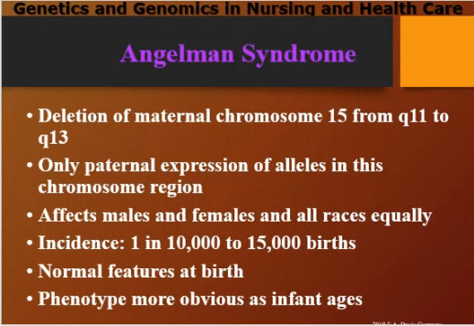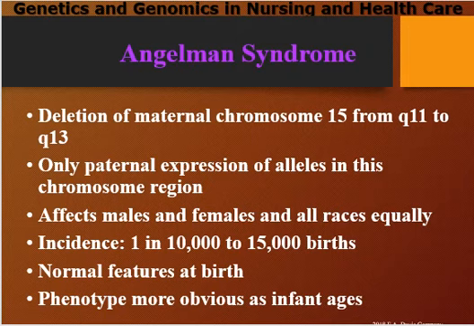It affects males and females in all races equally. The incidence is 1 in 10,000 to 1 in 15,000 births. Even though it seems rare, it's out there. I remember when I was working in the school system, we had a child with Angelman syndrome in a pretty small town. So it exists, and it's important to know even these rarities and how to help these children be as optimal as they can.